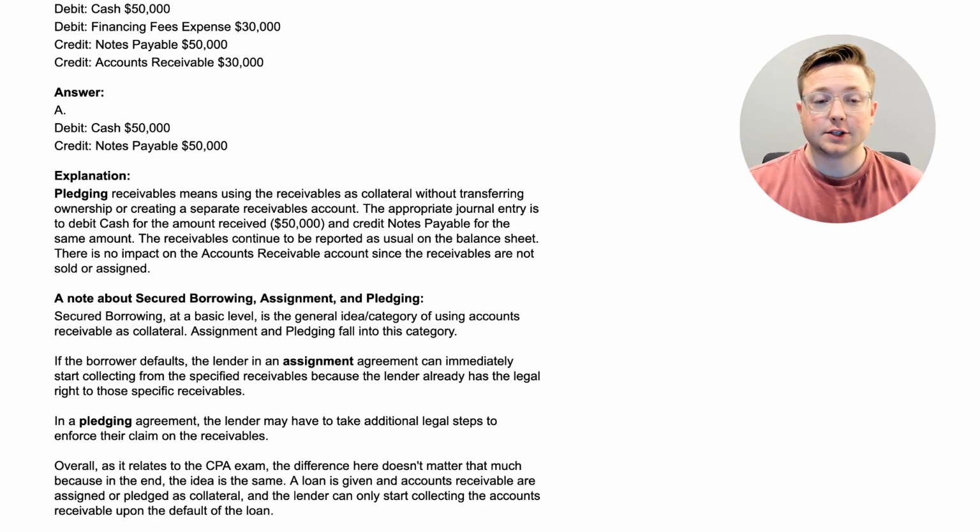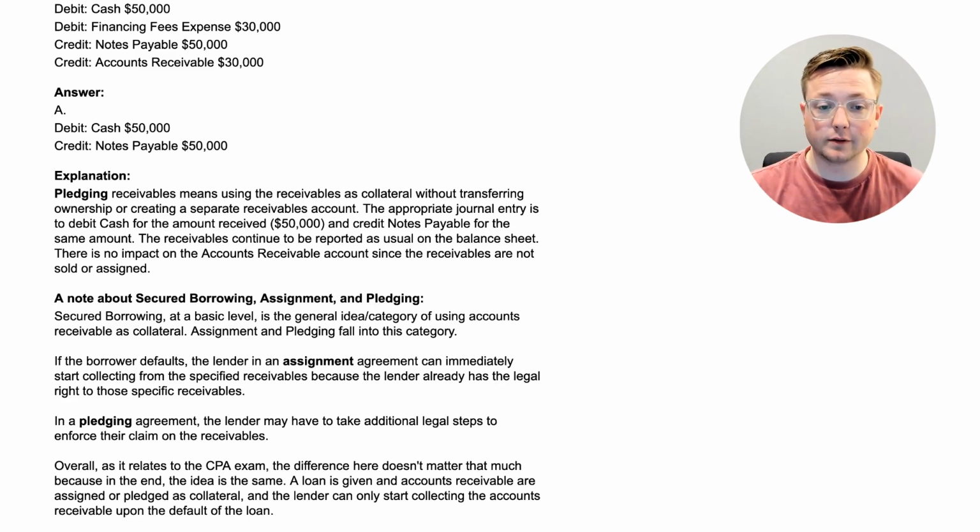All right, here we are. The answer is A, you would debit cash for $50,000 and you would credit notes payable for $50,000. So it's quite simple. It's pretty straightforward, pretty much just a normal loan. So let's walk through this and kind of understand what pledging is. And we'll also talk a little bit about secured borrowing and assignment because, as it turns out, those are pretty similar, especially as far as it goes for the CPA exam.